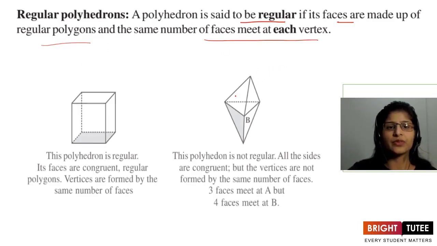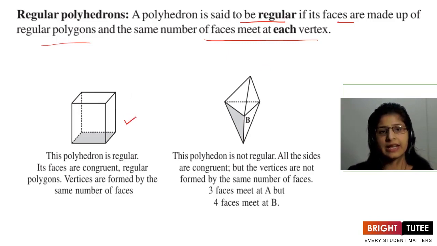Here, if you see, this is a regular one and this is not a regular one. Why is the difference? Its faces are congruent, all the faces are the same. In this one, all the faces are not the same. In this one also, all the faces are the same, that means they're identical and congruent, in both of them. Here the vertices are formed by the same number of faces. So this is the vertex, formed by 1, 2 and this 3.